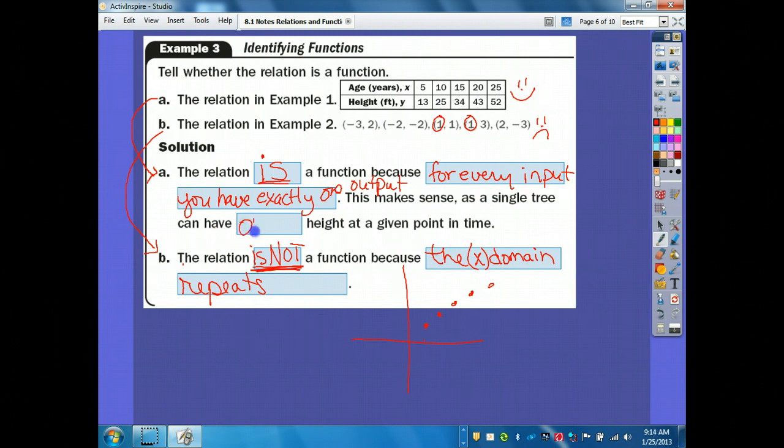Now, you can kind of get a little picky about this. If you're doing this, you're going to have to measure it like at the beginning of the year. Because if you measure a tree at the beginning of the year and then you measure it at the end of the year, could it be different? Yeah. So you got to make sure you're measuring it at the same time every year, right?